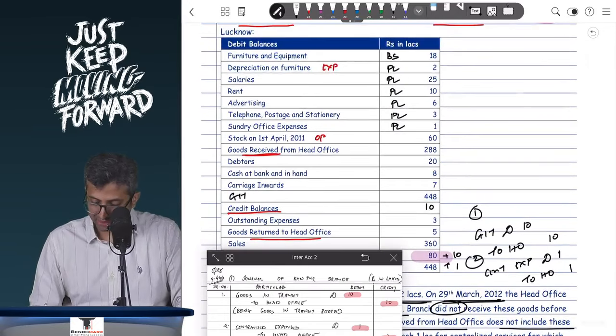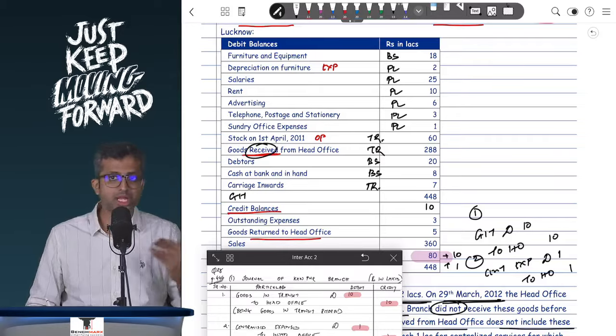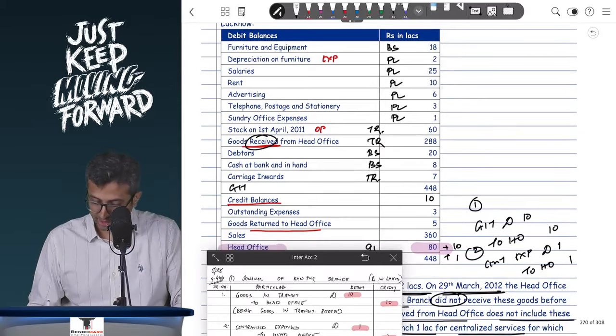Then you will have some stock. This is opening stock. This will go in the trading account. Goods received from the head office will also go in the trading account. Debtors will appear in the balance sheet. Cash, balance sheet. Carriage, I think this will be in the trading account if I'm not wrong. Carriage inwards will be in the trading account. Goods in transit will appear in the balance sheet.